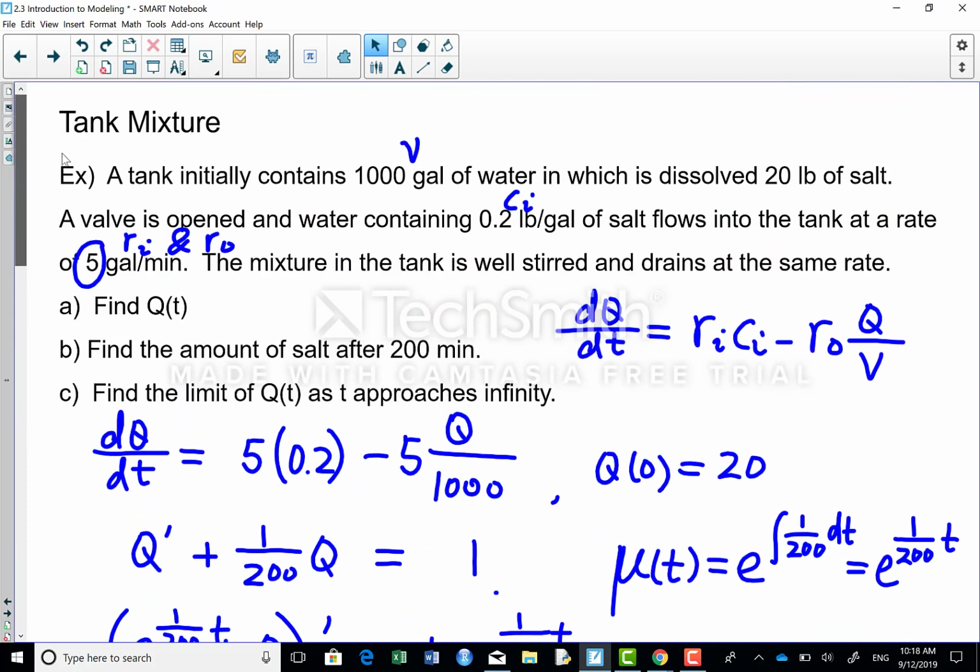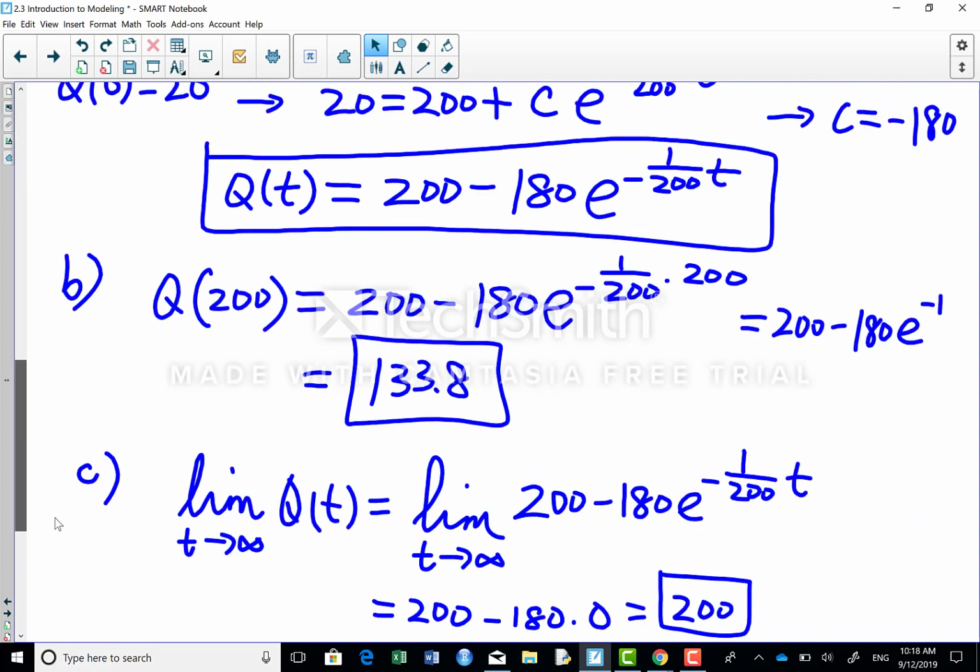It's understandable if we want to make sense of this result, because the inflow solution is going to keep flushing out the tank mixture, and eventually the concentration of the mixture in the tank will be the same as the concentration level of the inflow solution, which is 0.2. And because the volume of the tank is 1,000 gallons, 0.2 times 1,000 is equal to 200. That is the number we expect.